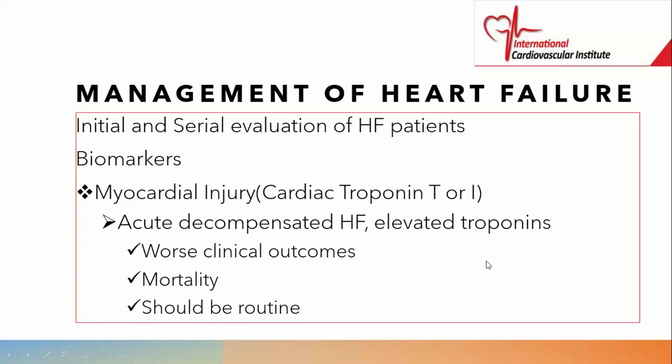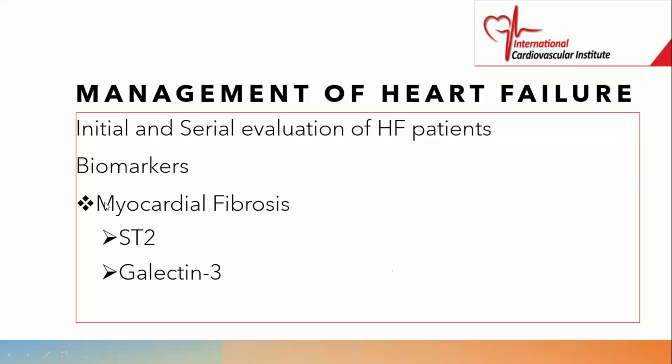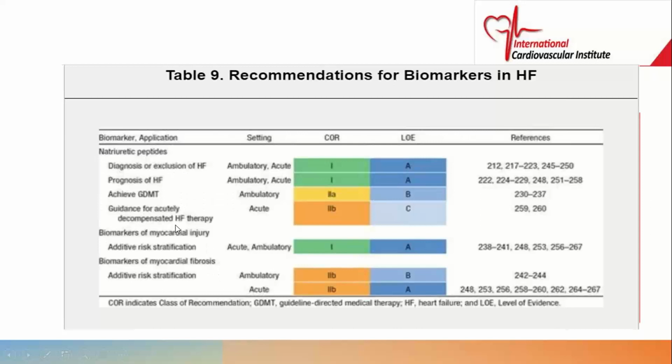In acute decompensated heart failure, elevated troponin may mean that the patient can have an acute coronary syndrome. So you always remember that. The patient may be having a heart attack, but if they're not having a heart attack, it may suggest a worse clinical outcome, increased death, and you should do troponins routinely in these patients, okay? And then the biomarkers for myocardial fibrosis are ST2 and galectin-3. Clinically, we don't do a lot of these, but they're there.